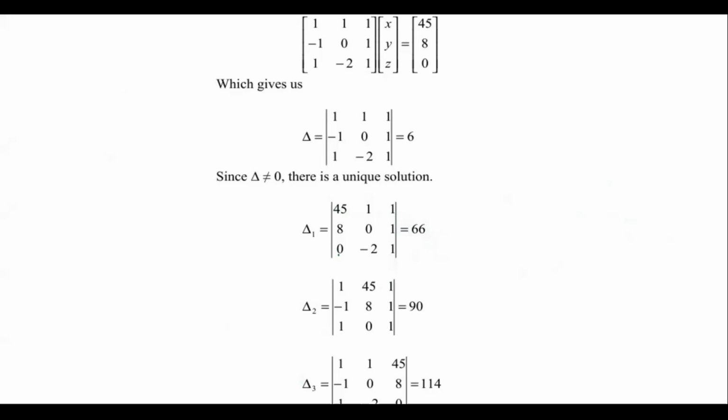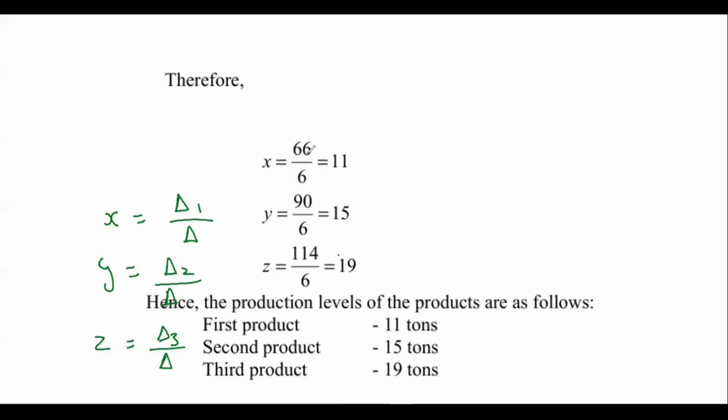As I told you, Cramer's rule, write it back one more time. x is equal to delta 1 over delta. y will be equal to delta 2 over delta. z will be delta 3 over delta. Right? That's Cramer's rule. And that's what we have, right? And that's our answer.